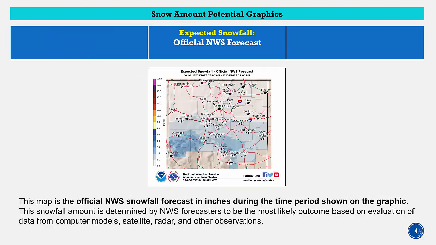The next graphic is one that you are accustomed to already. This is the official snowfall forecast expressed in inches during the time period shown on the graphic. This is what National Weather Service forecasters believe to be the most likely outcome based on model, satellite, and radar data, as well as other observations.